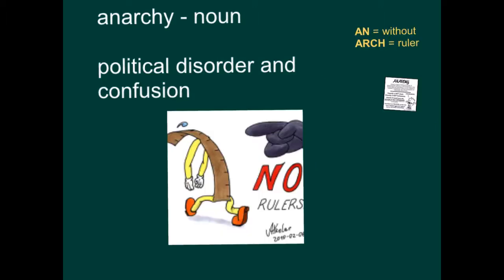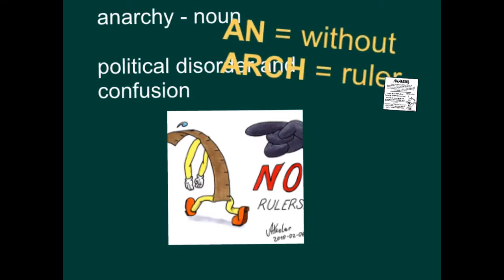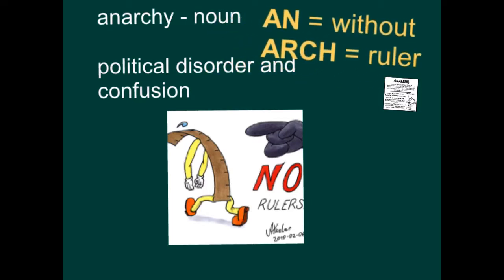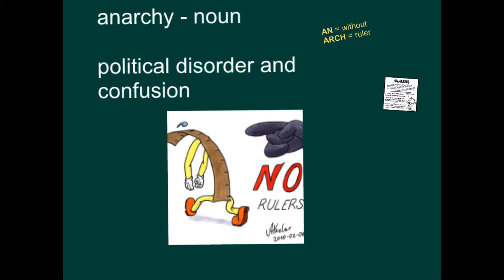Your next word is anarchy. It is also a noun. It has two roots, an meaning without and arch meaning ruler. Mark those, so you're going to highlight those always. The definition is political disorder and confusion. You'll notice I have a couple cartoons here because when we look at the roots, without a ruler is what makes sense, right? Which was the initial meaning of anarchy.